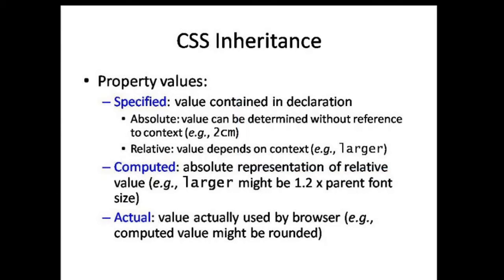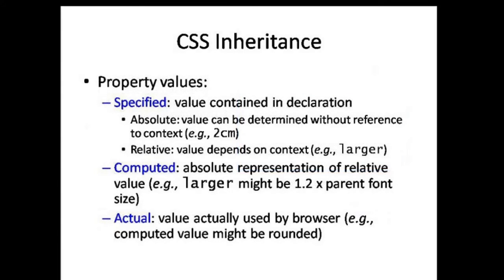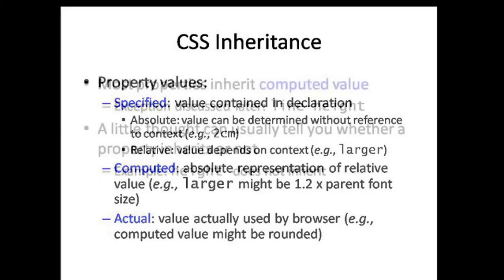Now, CSS inheritance property values. In CSS inheritance, specified means the value contained in the declaration. Absolute is the value that can be determined without the context, for example, 2 centimeter, which is not relative. You have to specify exactly how much length or width in centimeters a particular control can have as its size. Then it can be computed as well, that is the absolute representation of a relative value, and it can be actual, that is the value actually used by the browser.